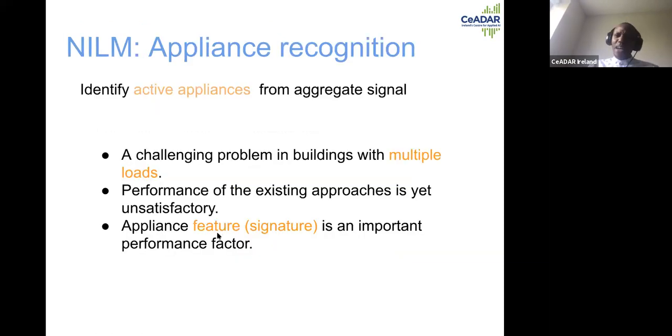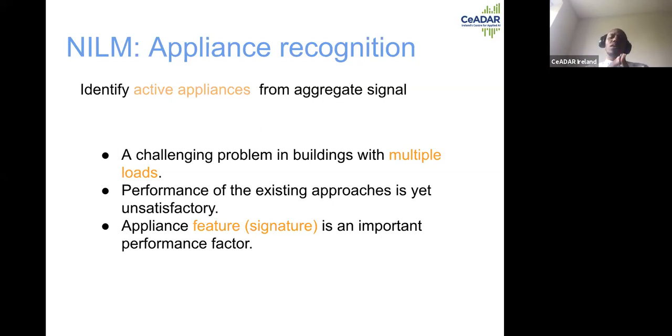Now, with appliance recognition or appliance classification, the idea is that once you have extracted the signal, you want to identify which appliance is active from the aggregate signal you have monitored. Of course, this is somewhat challenging because you can imagine in a building, you might have multiple appliances, and sometimes these multiple appliances may share similar electrical characteristics. For example, you might have a blender which has a rotating motor and another appliance which has a rotating motor, which means they might share some electrical characteristics. So finding an algorithm to differentiate these two appliances might be challenging.